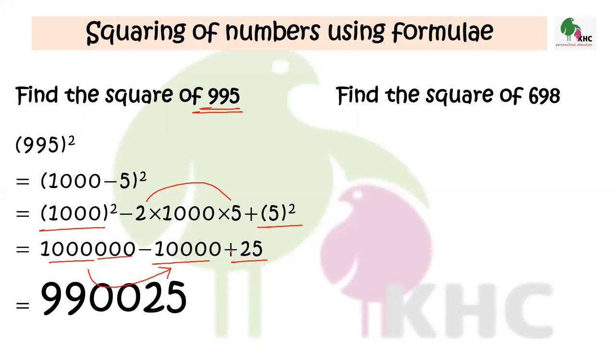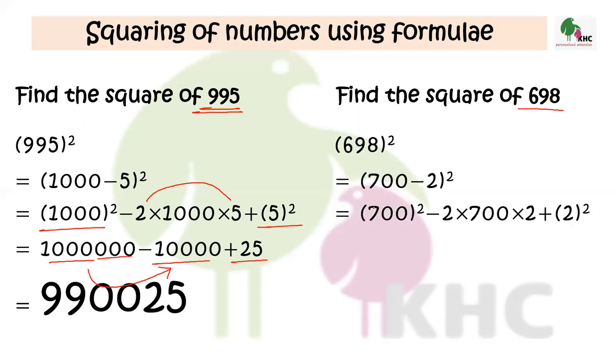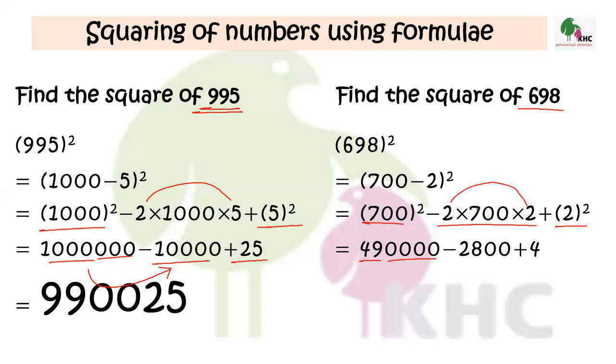To find the square of 698, 698 can be expressed as 700 minus 2. Now square the first term, square the second term, and in between you multiply 2 times 700 times 2. The square of 700 is 490000: 7 squared becomes 49, and 2 zeros become 4 zeros in the square number, right? 2 times 2 is 4, times 700 is 2800. Add it up, you get your answer.